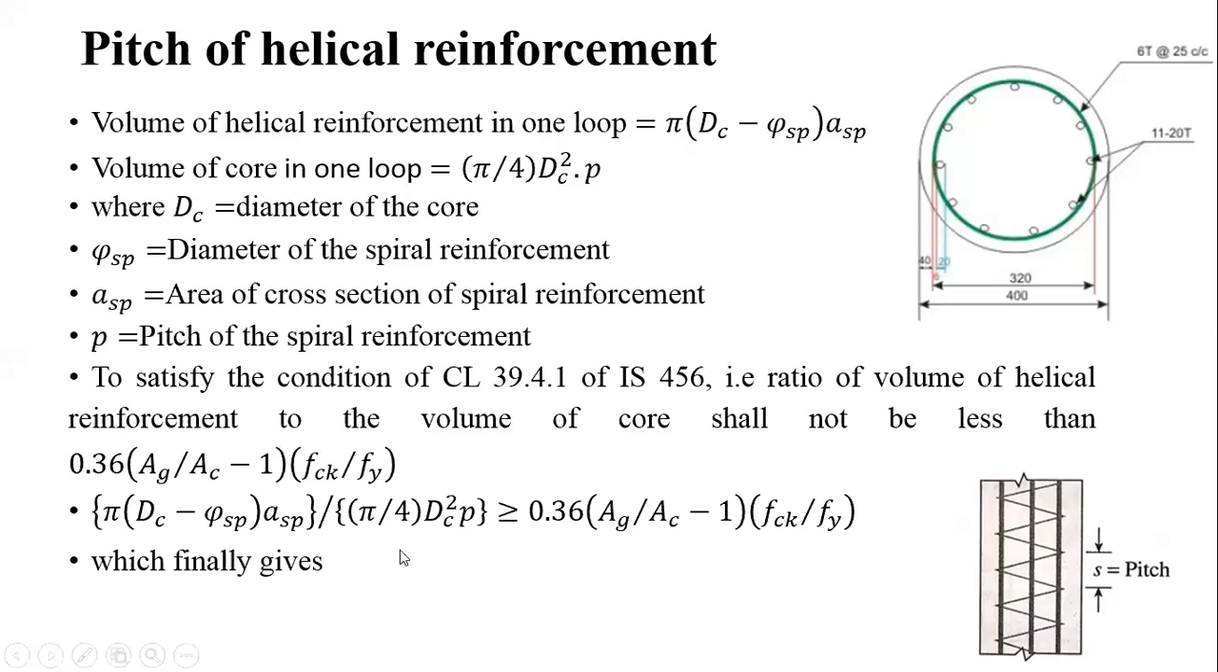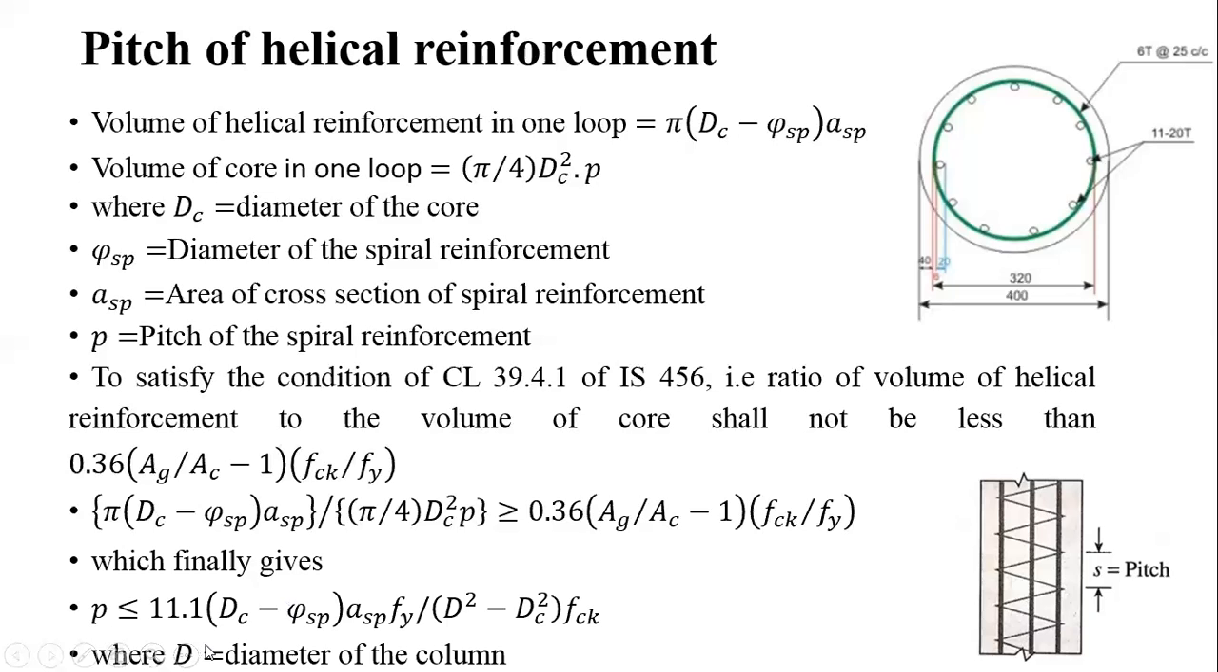So when you solve this expression, you will finally get a pitch P. Pitch should be less than or equal to 11.1 DC minus 5 ASP FY over (D minus DC) square into FCK. So what is this pitch? Pitch is nothing but this distance from here to here. So from this expression we can get the pitch of helical reinforcement, where D is the diameter of the column, diameter of circular column.